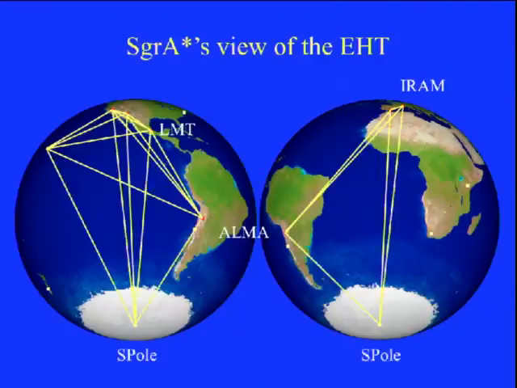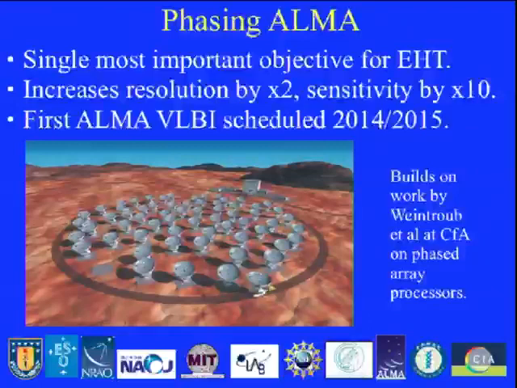And then we have just gotten funding to put a VLBI system on the South Pole Telescope. And that's a very wonderful site because it sees Sagittarius A star all the time. And to do M87, we are working on putting a telescope in Greenland. So the array is really about to explode in size and capability. So I'm going to talk a little bit about what we need to do to make this array really sing, and then I'll talk about what we can do once we have it online.